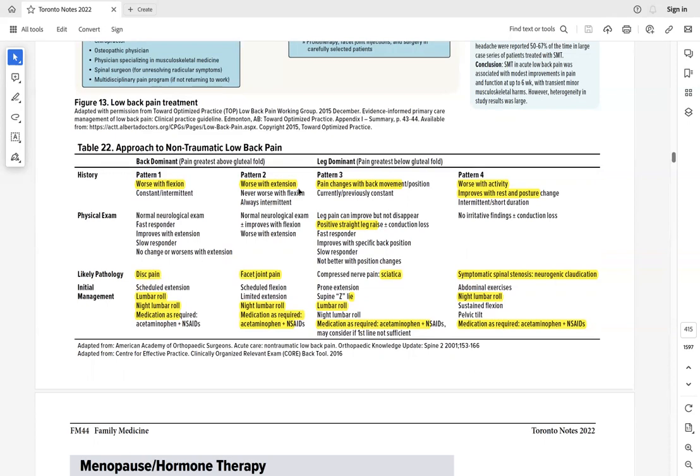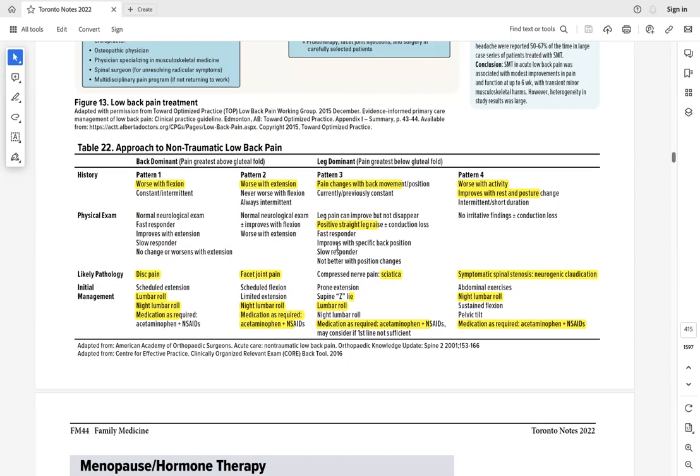Then if the pain is worse with extension and better with flexion, what is it? It is facet joint pain. Similarly, if the patient is saying that the pain is more leg dominant, what does it mean? That the pain is more below the gluteal fold. There can be two causes, either sciatica or neurogenic claudication, that is spinal stenosis. In sciatica, the patient will say that the pain changes with back movement or position. When I change the position, the pain also changes.